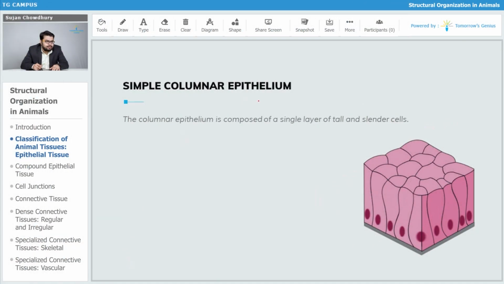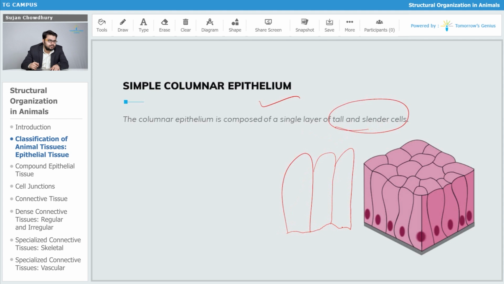Let's now talk about the simple columnar epithelium. The columnar epithelium is composed of a single layer of tall and slender cells. As the cells are present in column-like structures, which are highly elongated, long, we can say that this is a columnar epithelium.